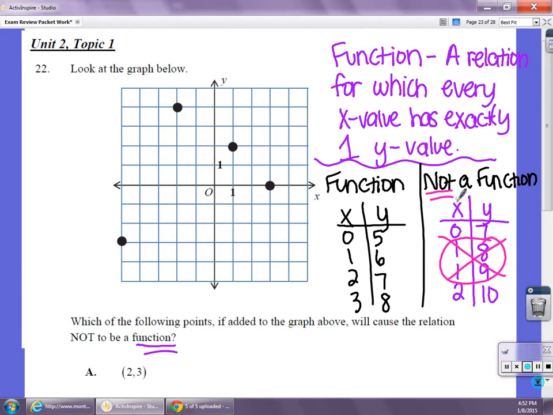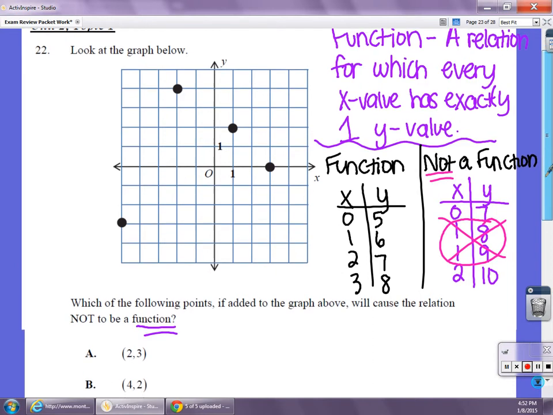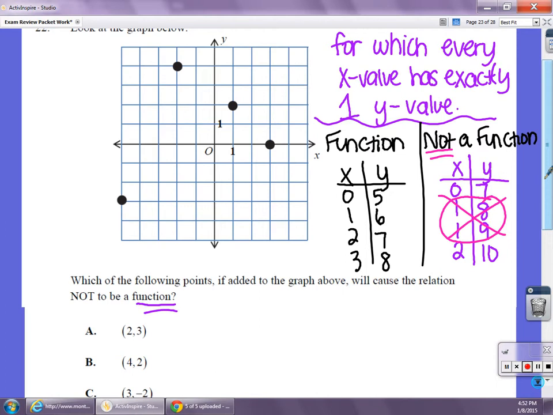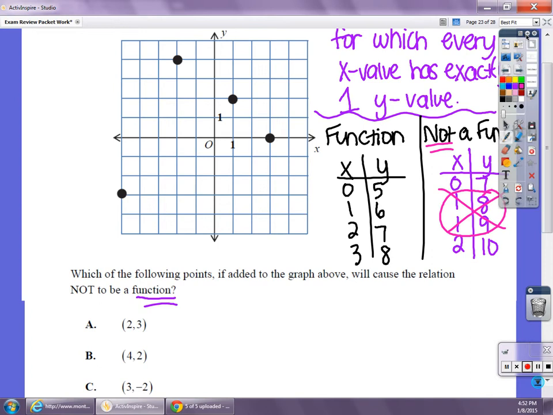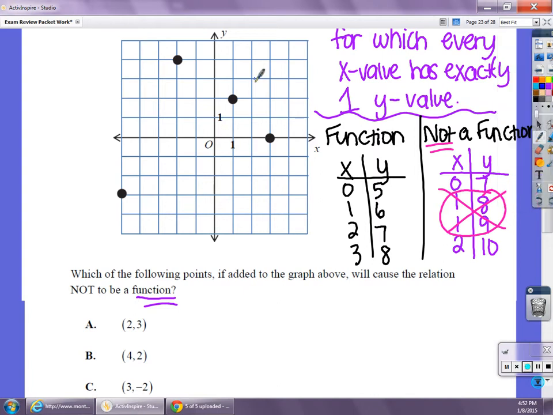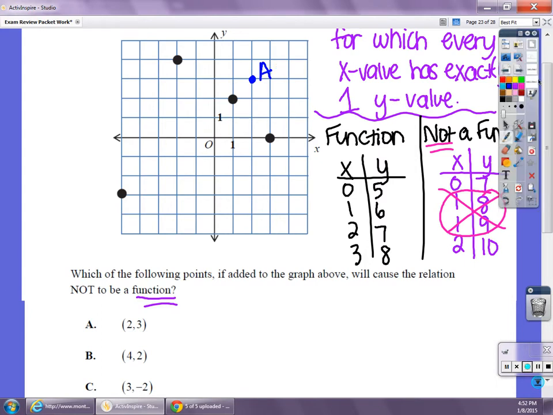Okay, so now that we know what a function is and what we're looking for, let's go ahead and answer this question. Which of the following points, if added to the graph above, will cause the relation to not be a function? So what I want to do, let's just add the points to the graph and we'll see from there which one of these is going to make it not a function. So let's start with A, point 2, 3. I'm going to go over 2 and up 3 and put a point, and I recommend that you label the point on your graph so we don't get confused when we go to answer the question.